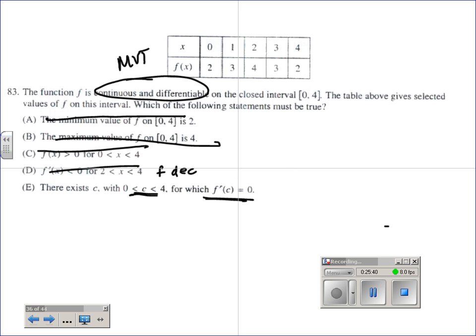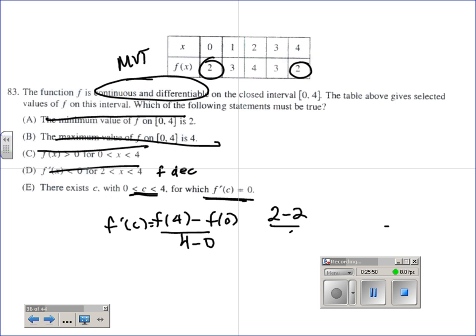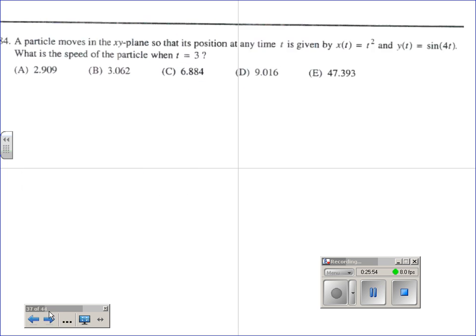Now, you always do f of b minus f of a over b minus a. This is what f prime of c is guaranteed to be. So 2 minus 2 over 4, 0 over 4 is 0. So that one is true.